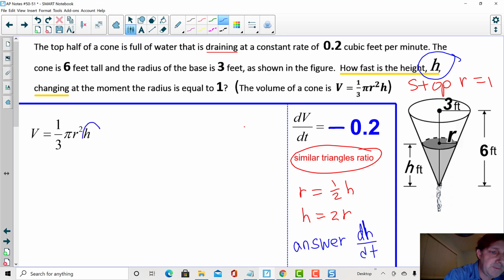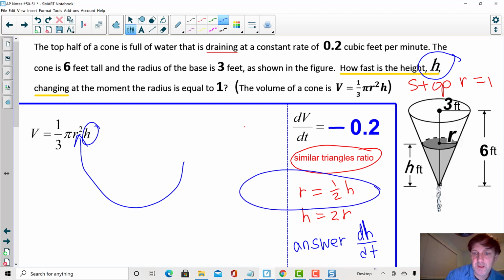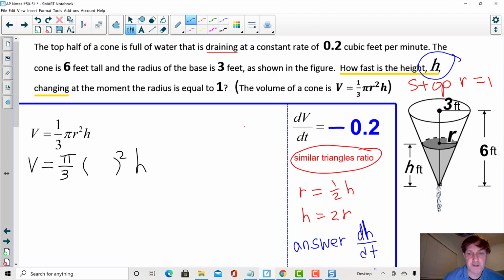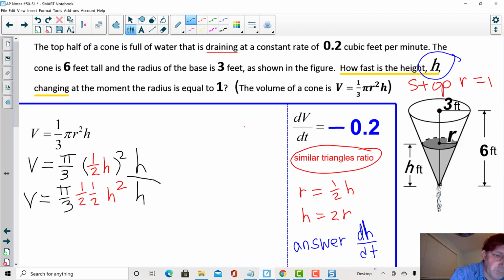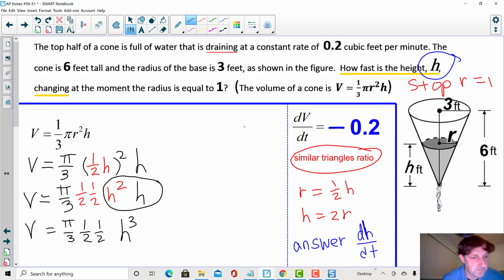So we're going to have to keep the h, but we're going to have to get rid of the r. We don't know r prime, so it's not going to do us any good to leave the r there. So we're going to trade the r for 1/2 h. We'll plug that in. The r is 1/2 h. And because both things are squared, we actually have an h squared and a 1/2 squared. So h squared times h is going to be h to the third. And then we have all these constants in front. I'm just going to leave them alone for now.